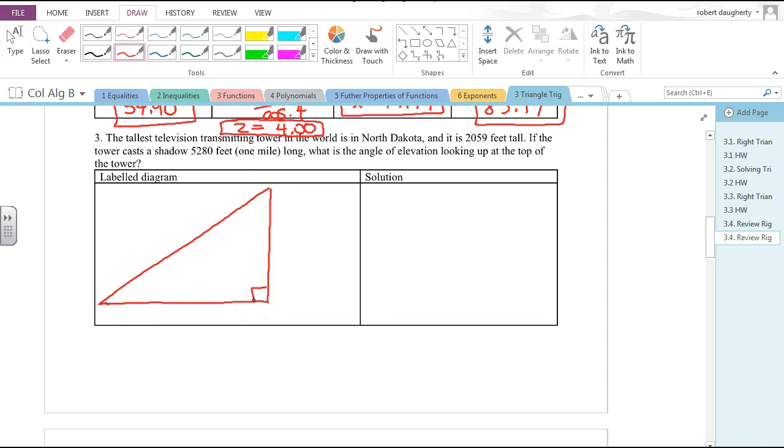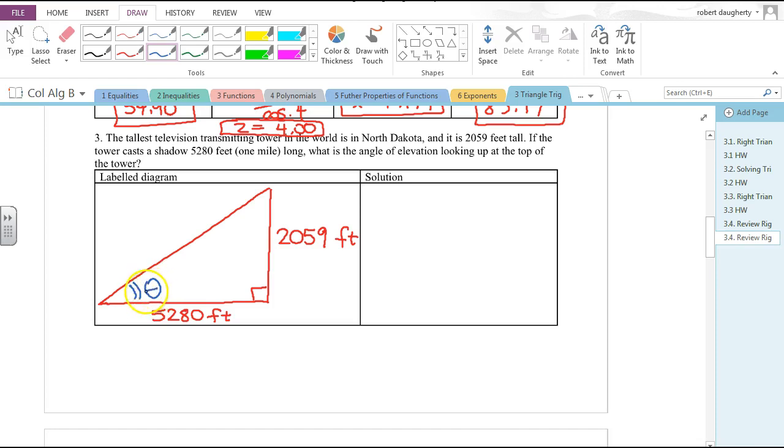So I know that this tower is 2059 feet tall. That's how tall the tower is. Shadows are cast on the ground. So this shadow is 5,280 feet. And I'm being asked, what is the angle of elevation? That means I'm lower than the tower and I'm looking up. So the angle of elevation is this angle right here in blue.